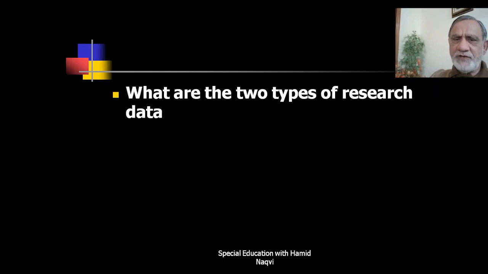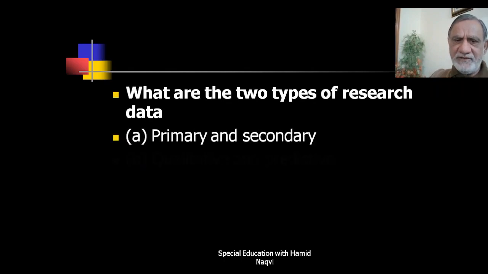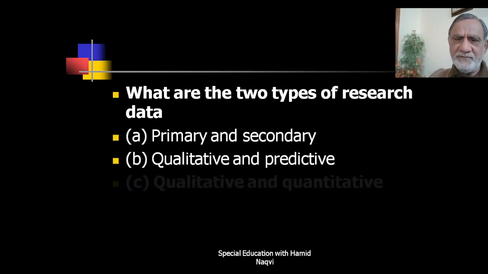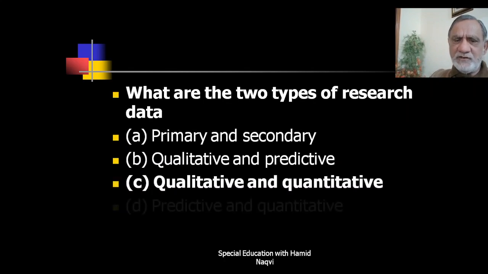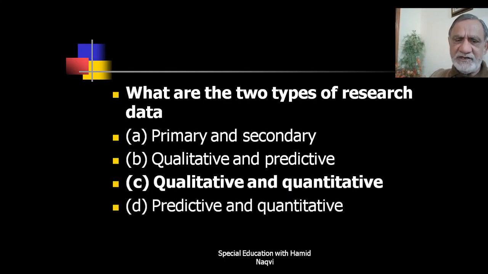What are the 2 types of research data? Primary and secondary, qualitative and predictive, qualitative and quantitative, or predictive and quantitative. The correct answer is C, that is, qualitative as well as quantitative.